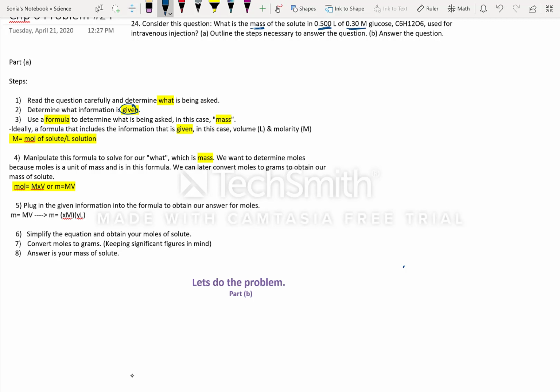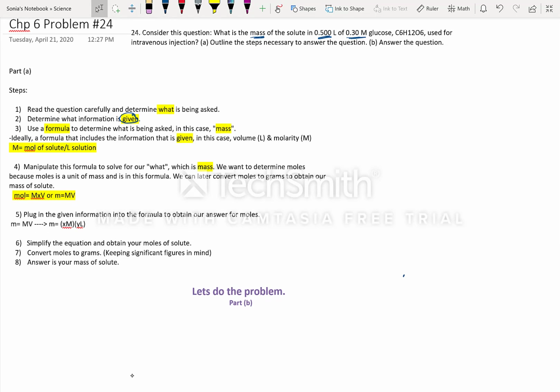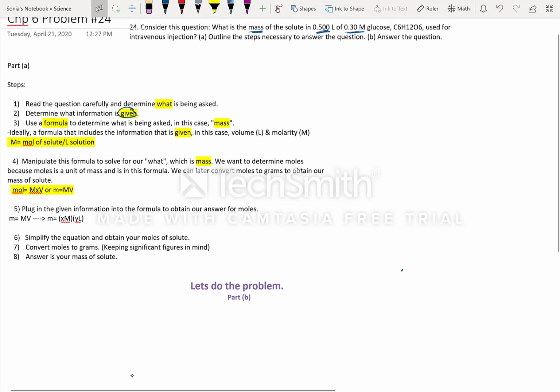Number 5 says, plug in the given information into the formula to obtain our answer for moles. If we plug in the information that was given to us in the question, the volume and the molarity, into this formula, we can obtain our moles. We simplify the equation and obtain our moles of solute. Number 7 says convert moles to grams. Make sure you keep significant figures in mind. And number 8 says the answer is your mass of solute. We can go ahead and do the problem.